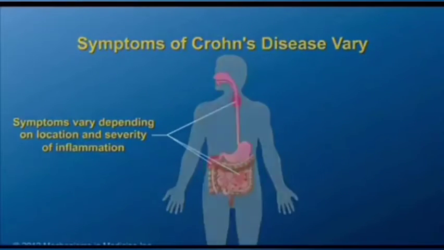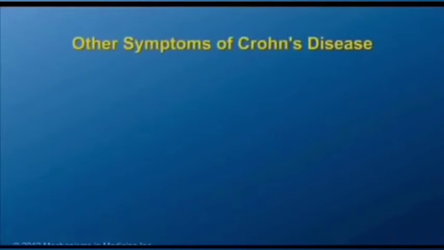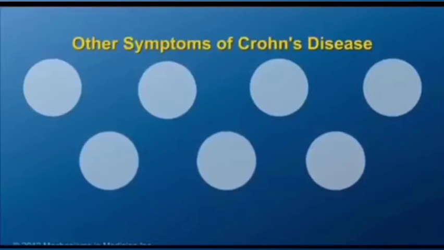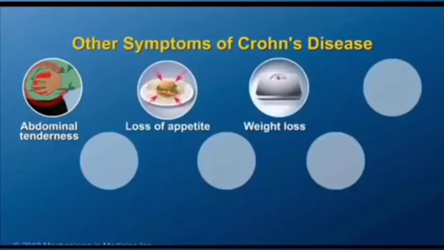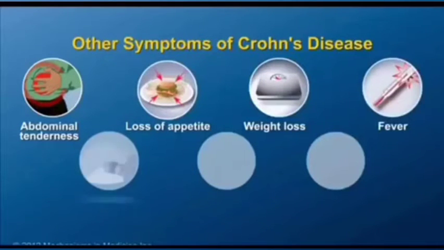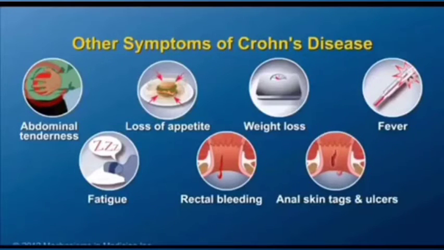This means that every patient with Crohn's disease experiences the disease differently. Most patients with Crohn's disease have abdominal pain and diarrhea. Other symptoms related to the abdominal tract can include abdominal tenderness, loss of appetite, weight loss, fever, fatigue, rectal bleeding, anal skin tags, and ulcers.